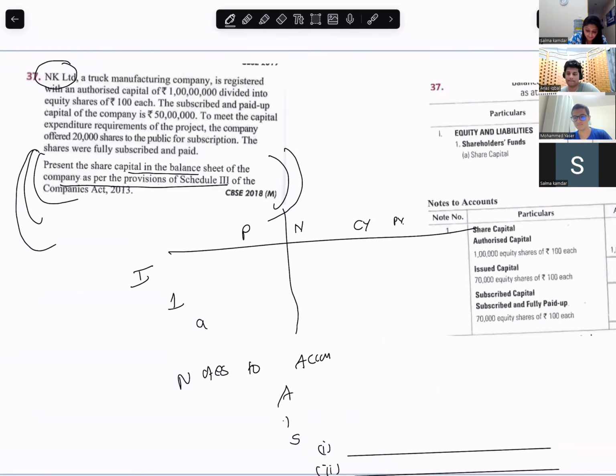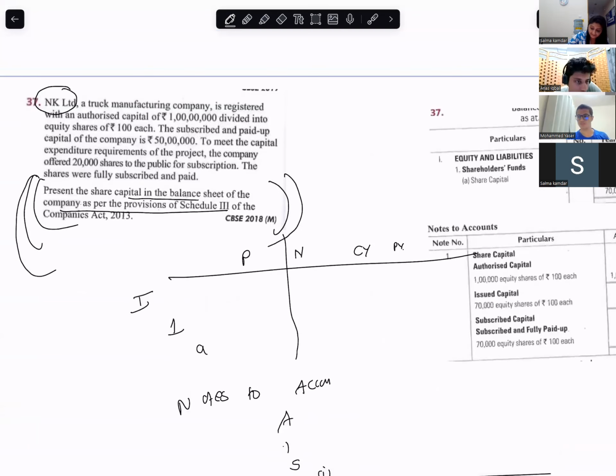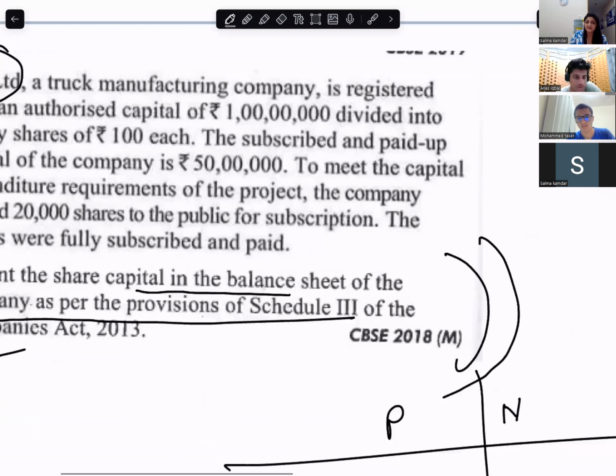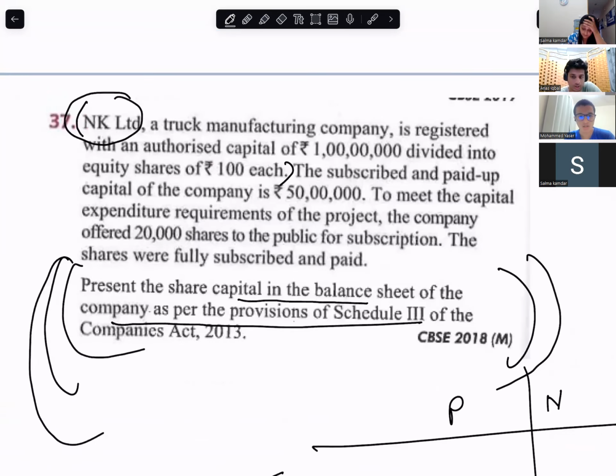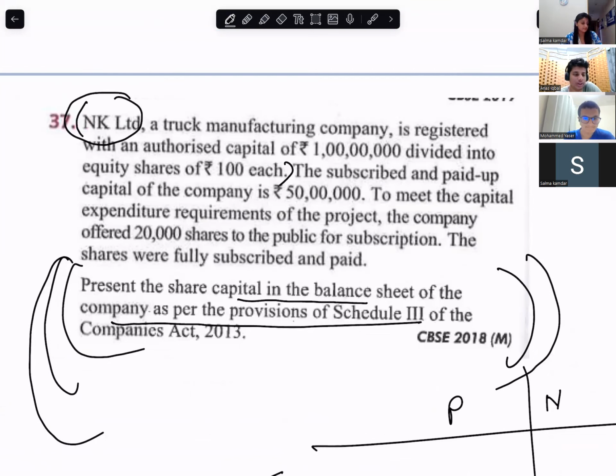Anas, give me the authorized share capital. Tell me how will we write? Yasir, you will give me the subscribed issued capital. It is 10 lakhs divided into equity shares of 100 each. Think properly. Okay, it's divided into 100 each. So it's 1 lakh equity shares of rupees 100 each.